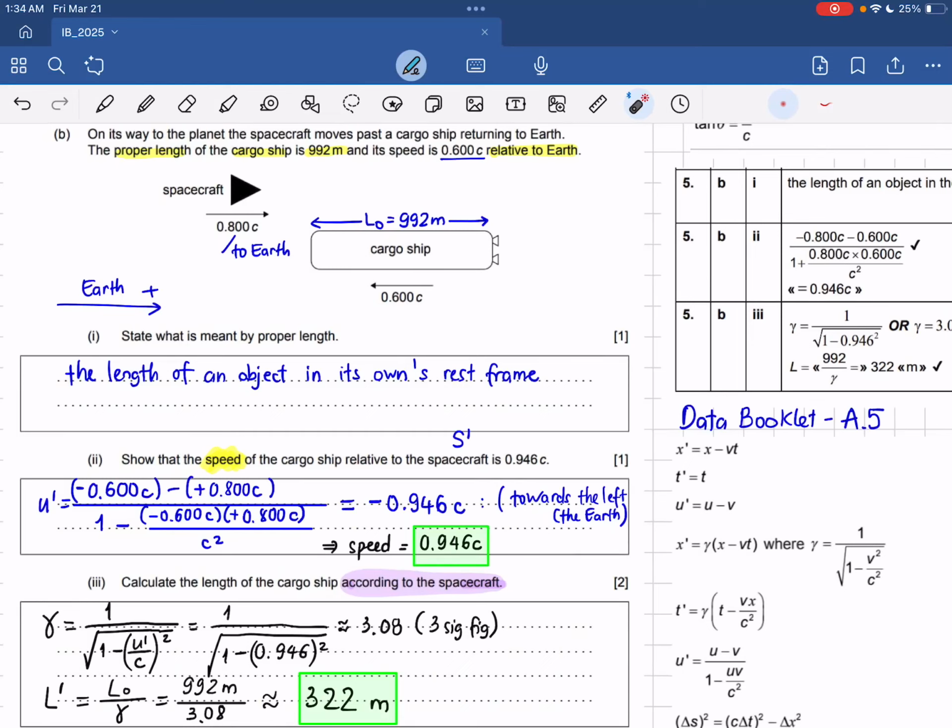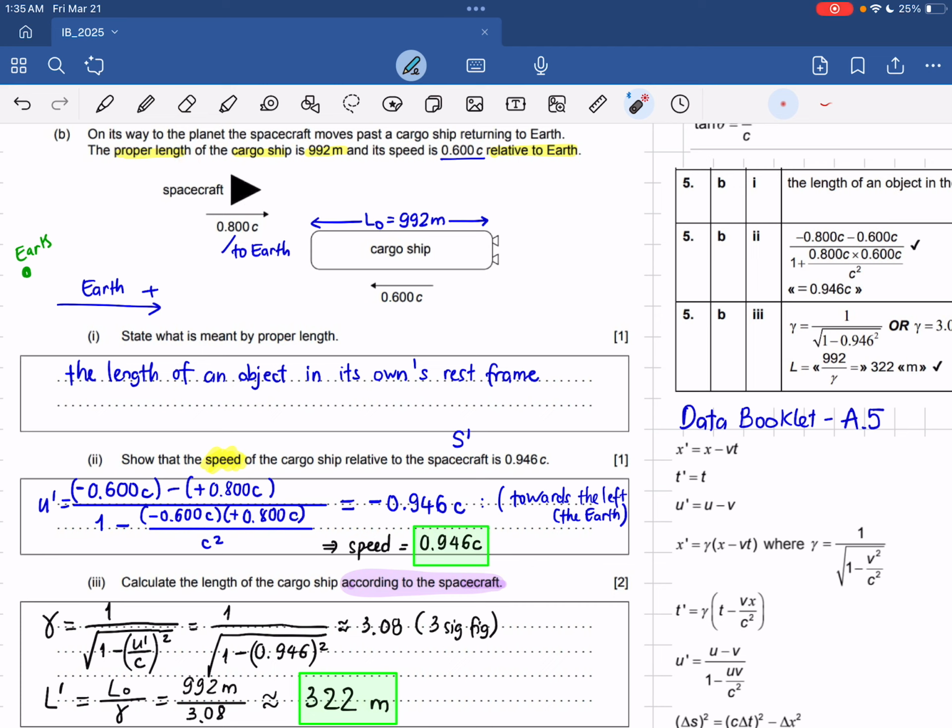Now let's continue on question B. On its way to the planet, the spacecraft moves past a cargo ship returning to the Earth. So you can see Earth is somewhere here, okay? This is our Earth here. And we can see that the spacecraft is moving away from the Earth, but the cargo ship is moving towards the Earth, okay?